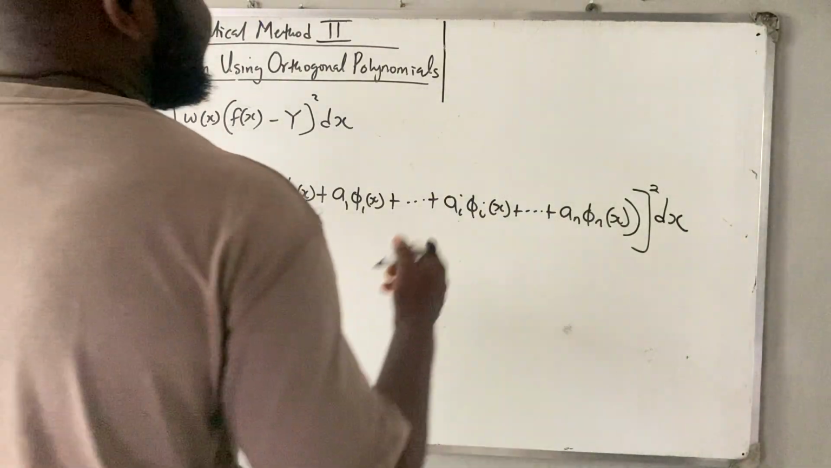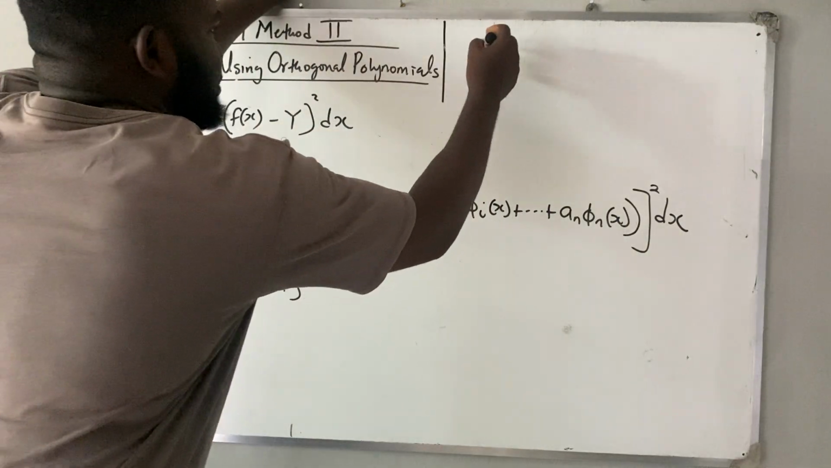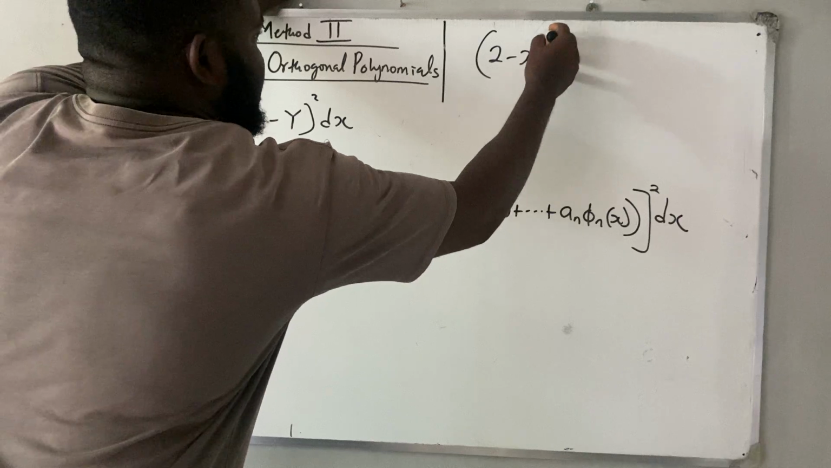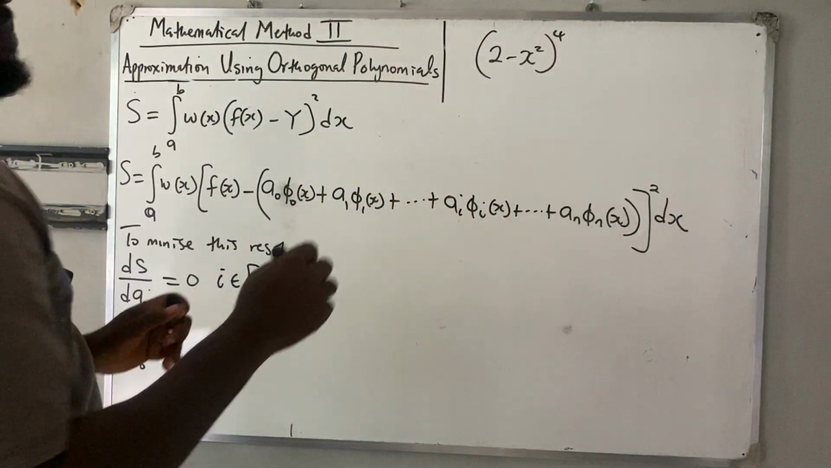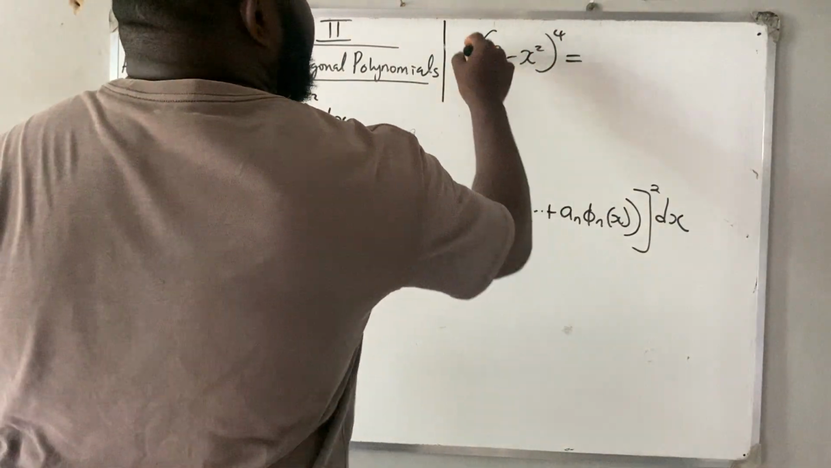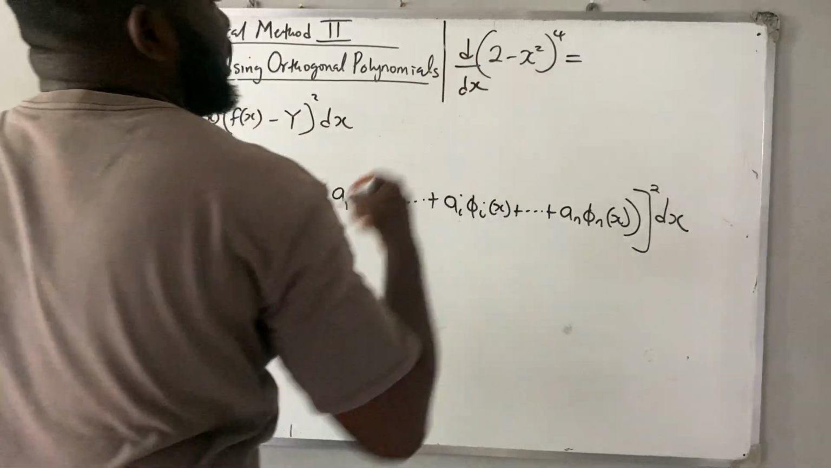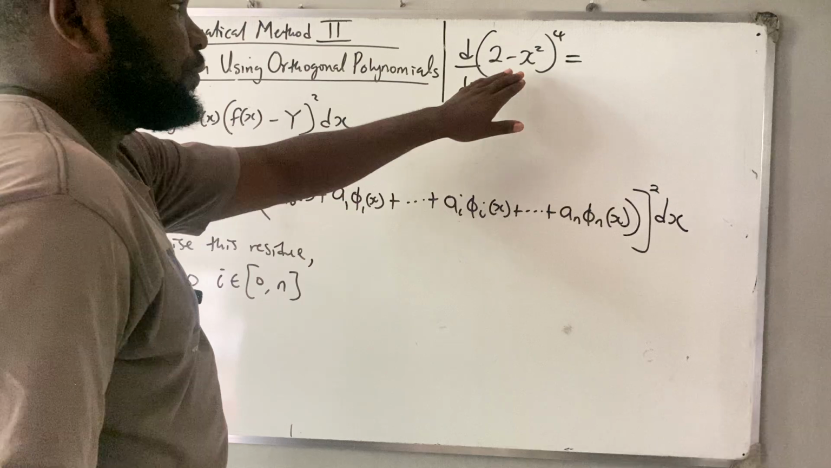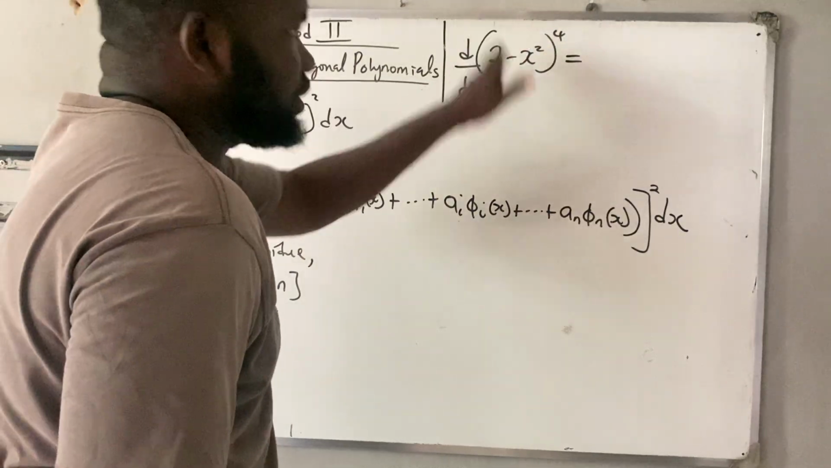And let me show you something. If you want to differentiate something like this, maybe 2 minus x squared all raised to power 4. Remember, we want to differentiate this with respect to x. The way to differentiate this is called function of a function. So we have to differentiate the bracket, then differentiate everything.